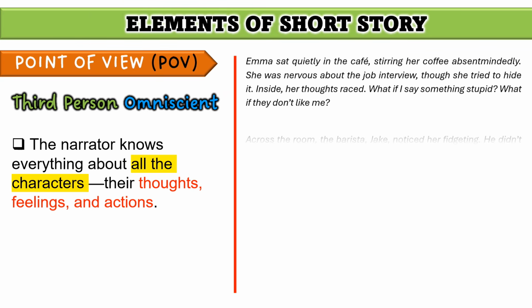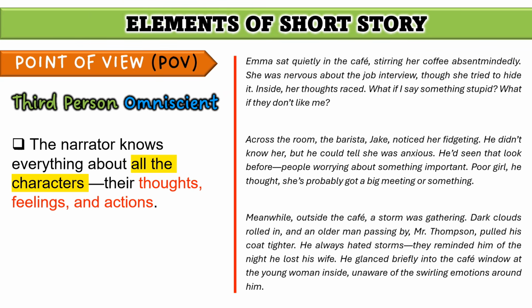Here is a short example of a third-person omniscient point of view scenario. Emma sat quietly in the cafe, stirring her coffee absent-mindedly. She was nervous about the job interview, though she tried to hide it. Inside, her thoughts raced. What if I say something stupid? What if they don't like me?